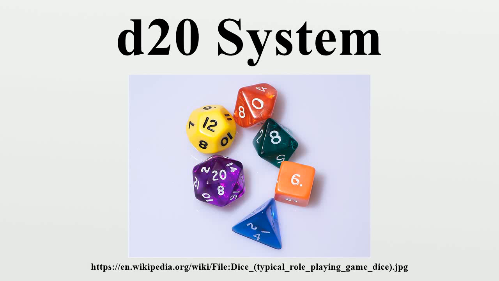The D20 system is a role-playing game system published in 2000 by Wizards of the Coast, originally developed for the third edition of Dungeons & Dragons. The system is named after the iconic 20-sided dice, which are central to the core mechanics of many actions in the game.